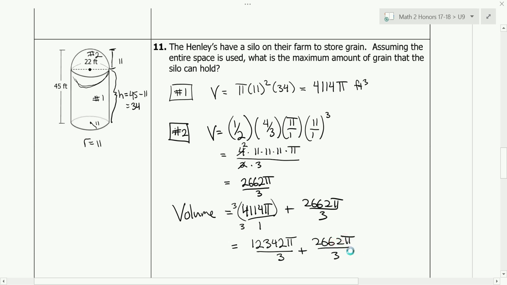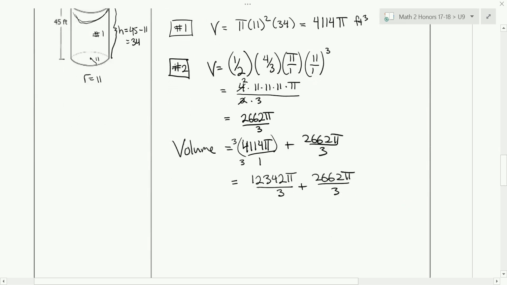And now we can add numerators. So what's 12342 plus 2662? 15. Right. And cubic feet. All right.